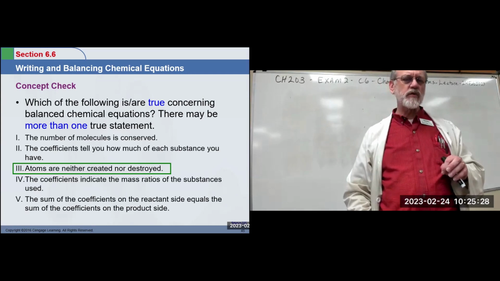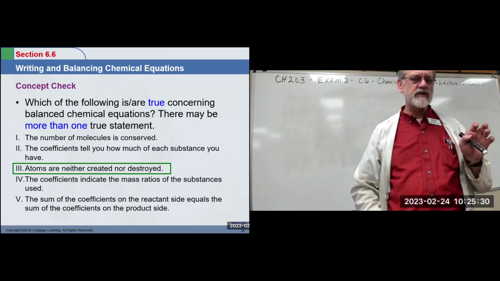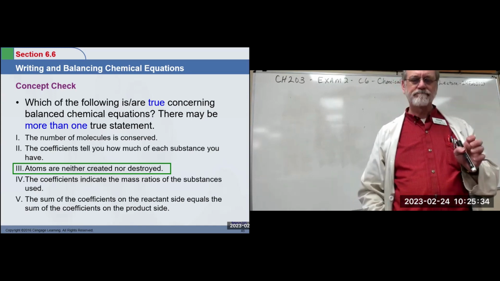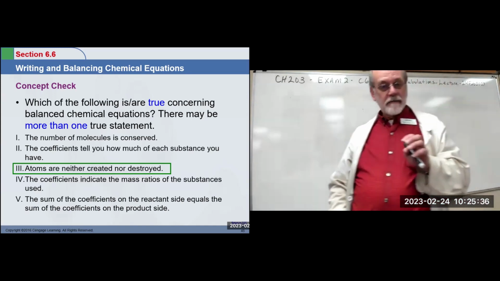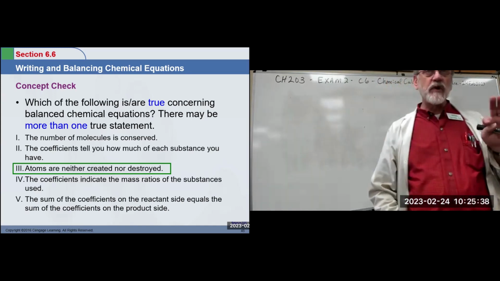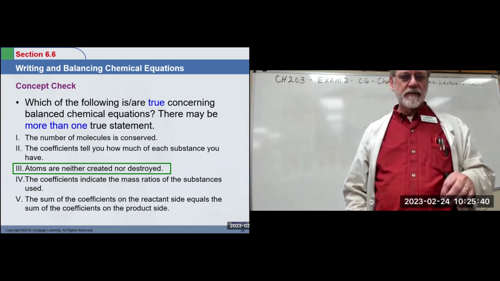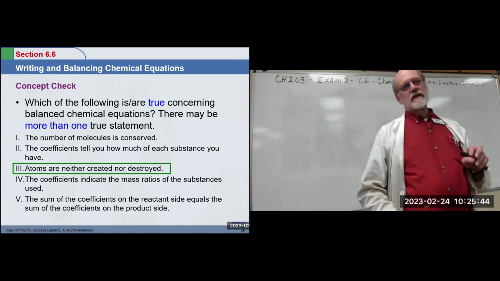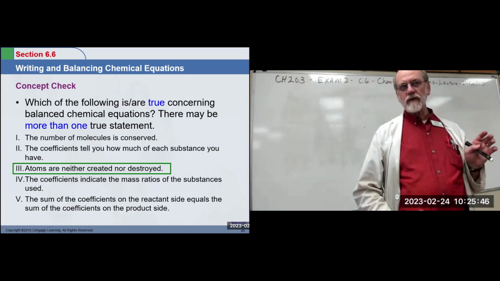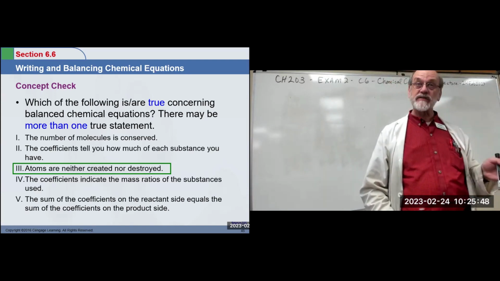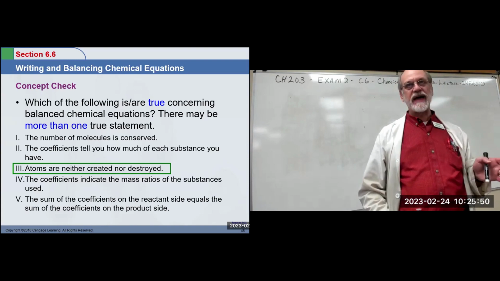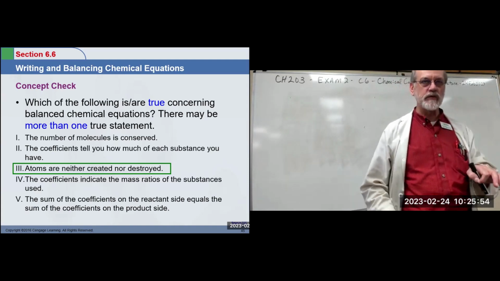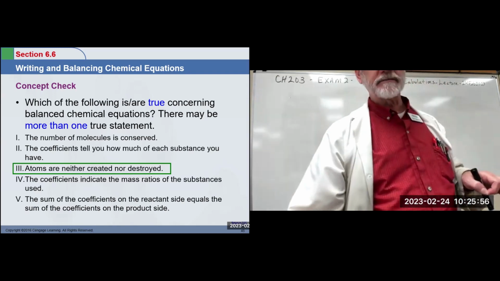In a balanced equation, is the number of molecules conserved? No, not necessarily. If you have the same number of molecules on both sides, it's purely coincidence. The coefficients tell you how much of each substance you have. That wording is poor. How much means mass. It doesn't tell you anything about the mass. It tells you about numbers of atoms and numbers of molecules that go into the reaction.